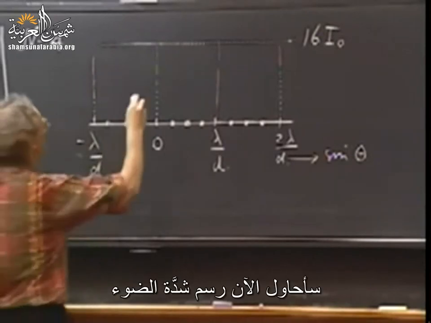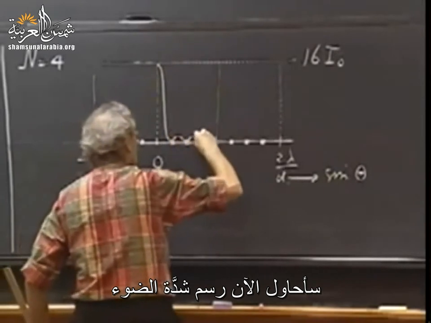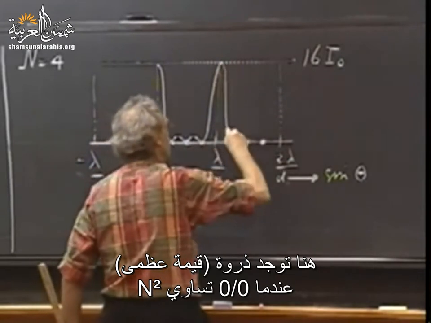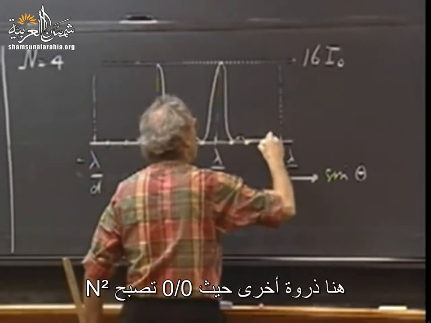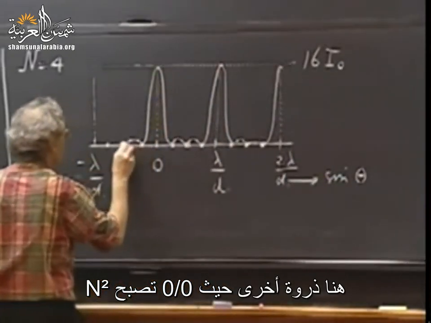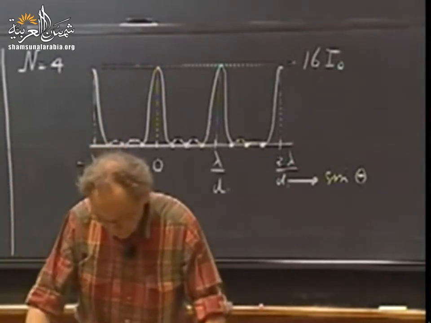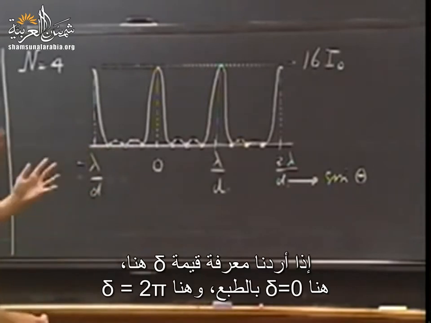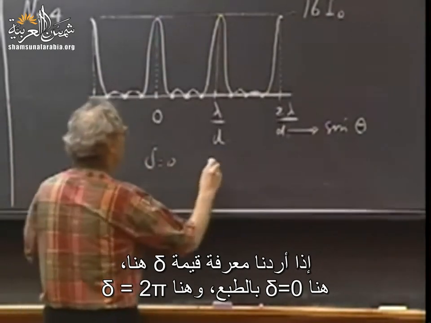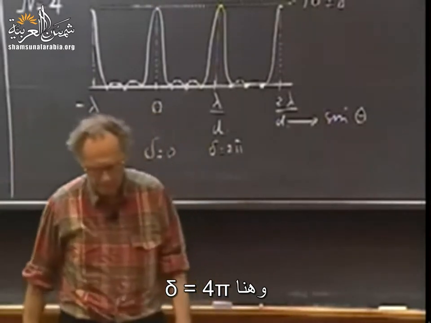So that's the 0, and so I'm going to make an attempt now to draw the light intensity. So these are these prime maxima when 0 divided by 0 is n squared. Here's another one where 0 divided by 0 becomes n squared. And here's another one whereby 0 divided by 0 becomes n squared. If you wanted to know what the delta is here, well, the delta here is 0, of course. And the delta here is 2 pi. And the delta here is 4 pi.